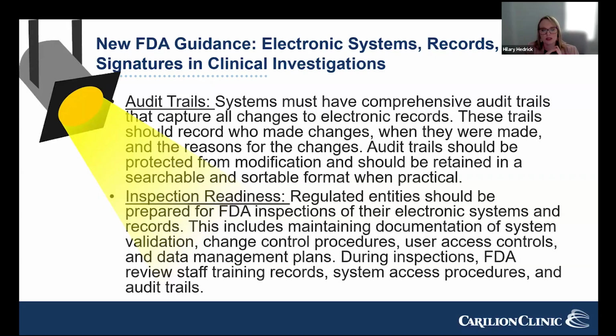The second bullet, inspection readiness, means that somebody needs to know how to use the system. And by somebody, I mean several people on the team, depending on the size of your team. But I'm going to focus on that last sentence, where it says, during inspections, FDA reviewed staff training records, the system access procedures, and audit trails. That's all information they want to see: that the staff was trained, how people can access the system you're using, and how you've done the audit trail to show changes, improvements, and what's happened.